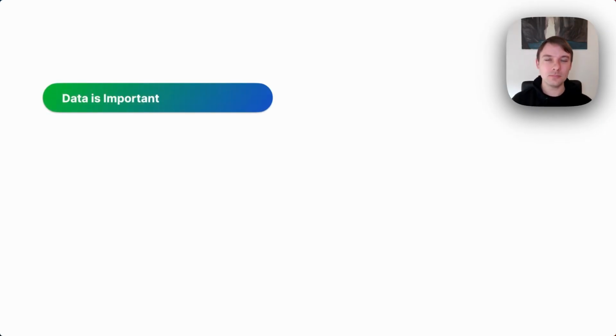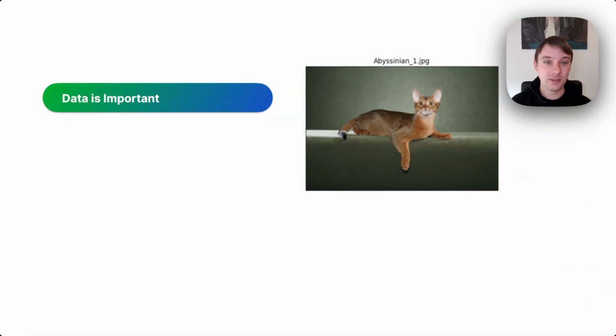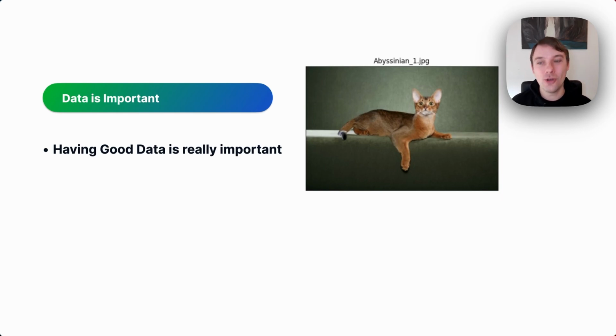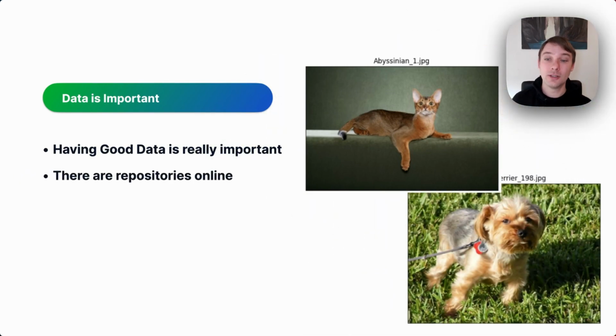So, when training a model, data is really important. Now, in our case, we're going to be detecting cats and dogs. So having good data is really important. There are repositories online that give you existing datasets. In our case, we're going to be using a dataset called the Oxford-IIIT Pets Dataset. Now, this dataset already contains over 7,000 images of cats and dogs that also have names attached to them.